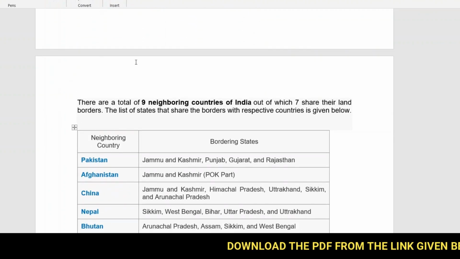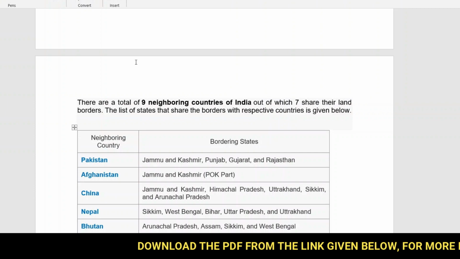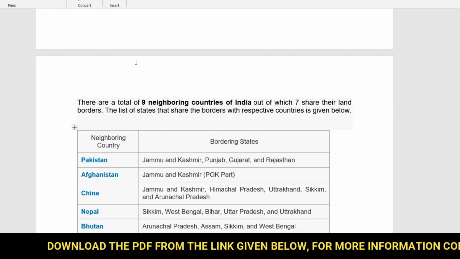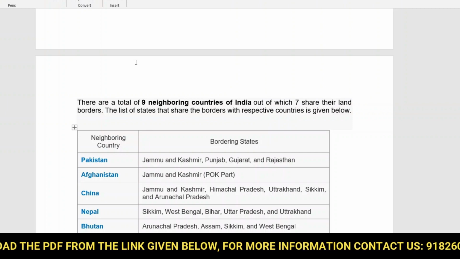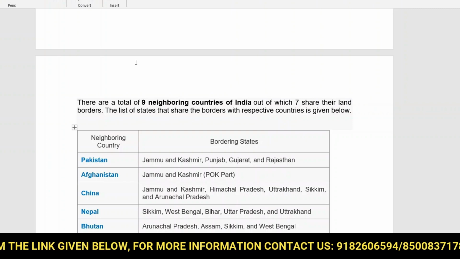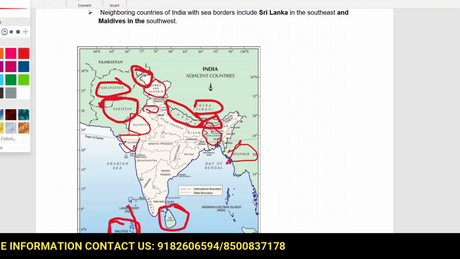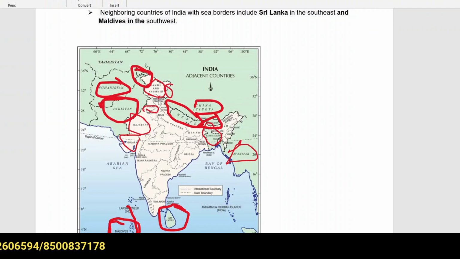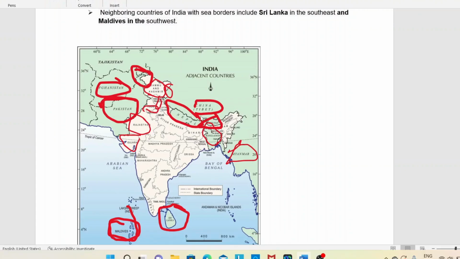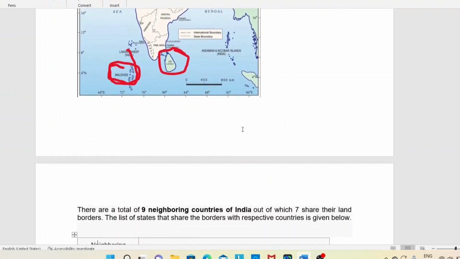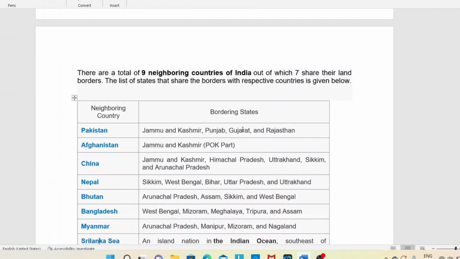Another important country is China. China shares a border with the Indian states of Jammu and Kashmir, Himachal Pradesh, Uttarakhand, Sikkim and Arunachal Pradesh. This is about China.